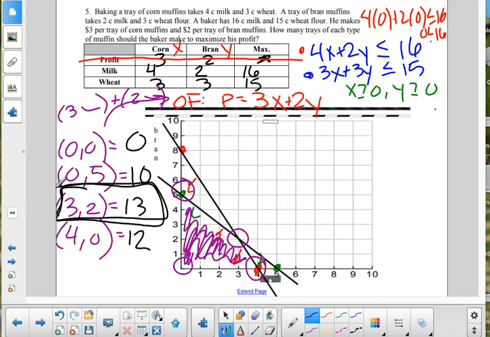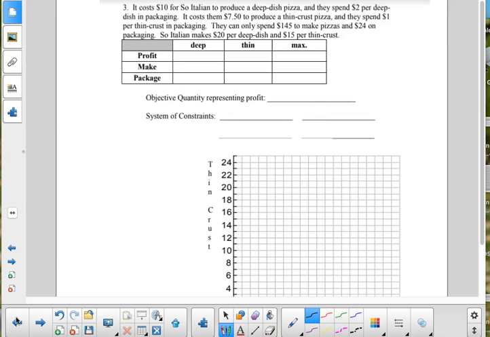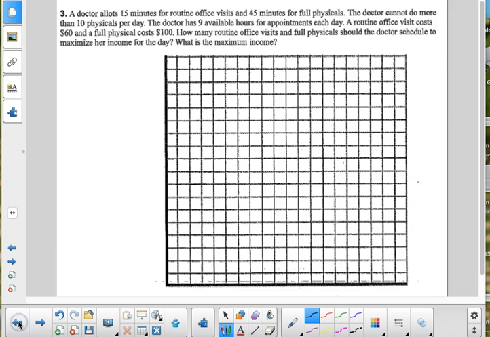The first problem in the white packet is about making bread. The second problem is about making lotion. The third problem is about doctor visits. Would you guys like to do 1, 2, or 3? 3? Yeah, 3. Okay, we can do 3. Always the last one.